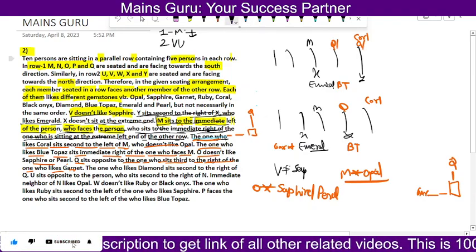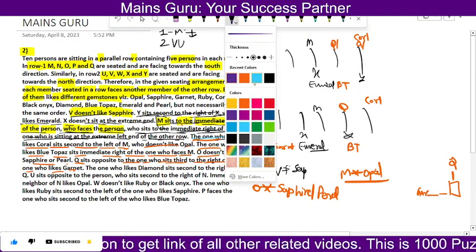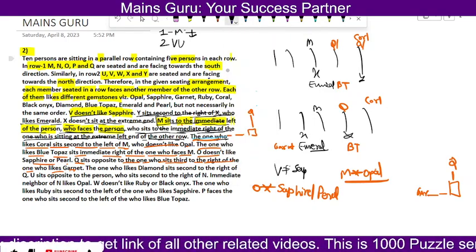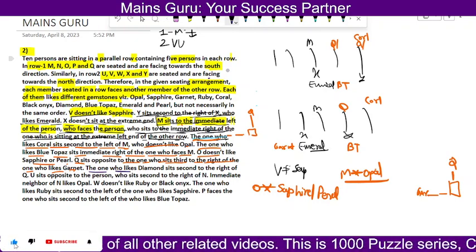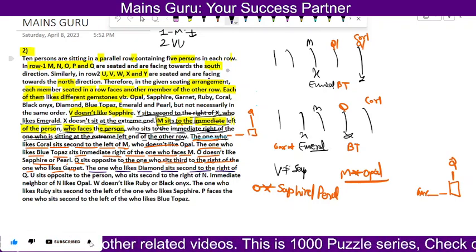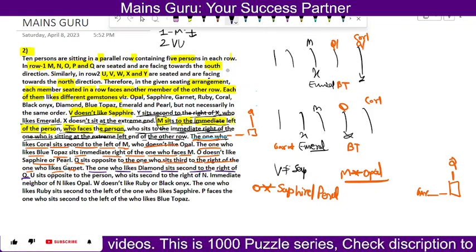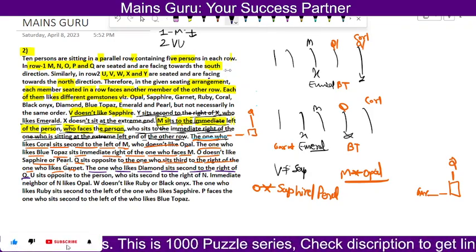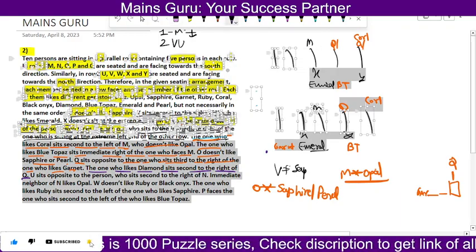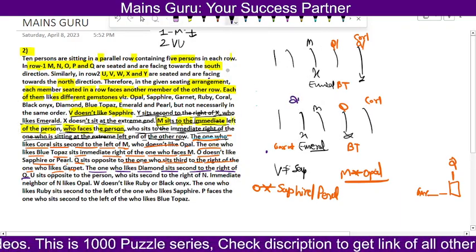After this, see what we can do here now. The one who likes Diamond sits second to the right of Q. That person sits second to the right of Q. Meaning, in this condition, Diamond will sit here only. Diamond will sit here. Diamond.